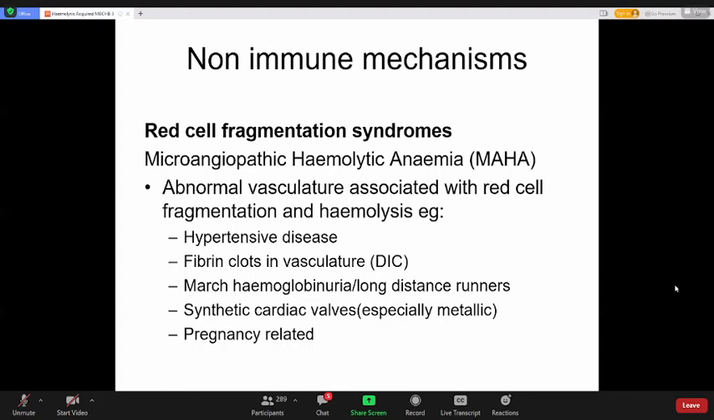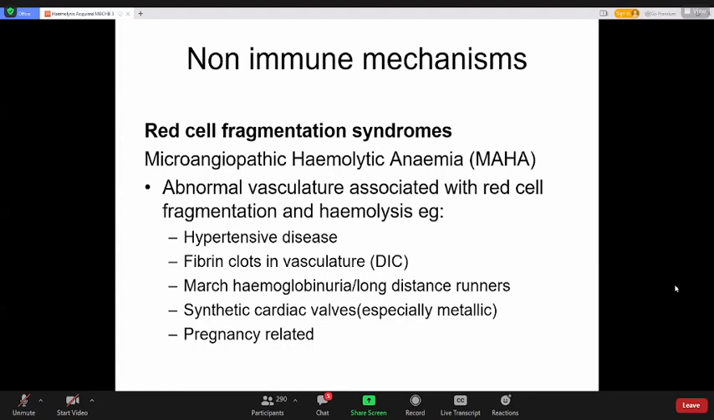Immune hemolysis, autoimmune, and alloimmune. And I've given you some of the mechanisms that can lead to immune hemolysis in terms of extravascular hemolysis within the spleen and complement-mediated hemolysis that usually occurs intravascularly. All right, so let's look now at non-immune mechanisms. The classification of non-immune mechanisms is arbitrary.